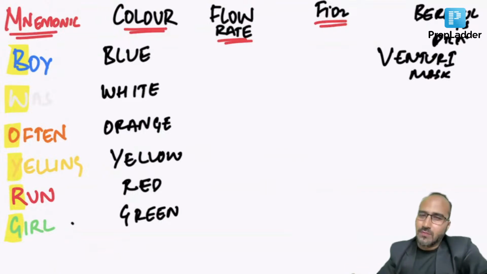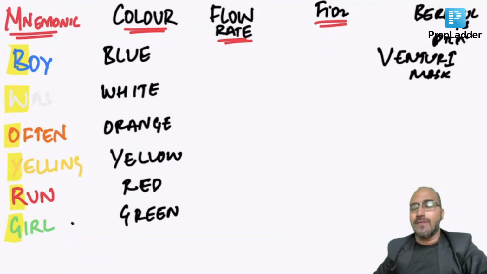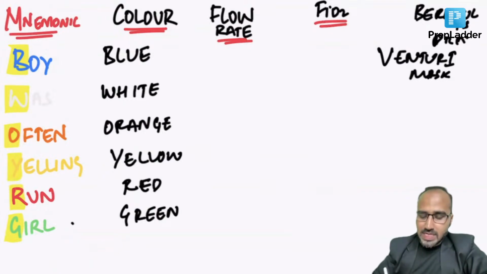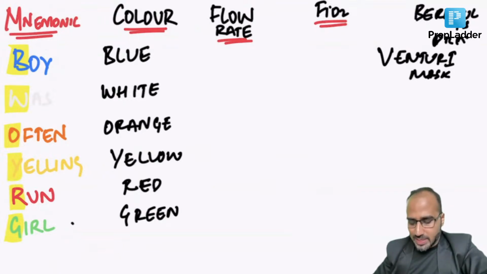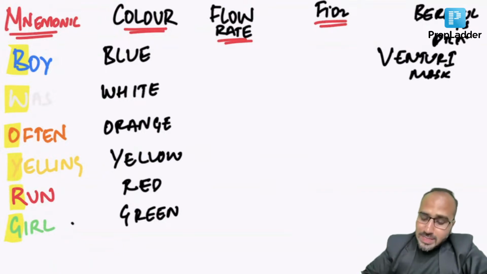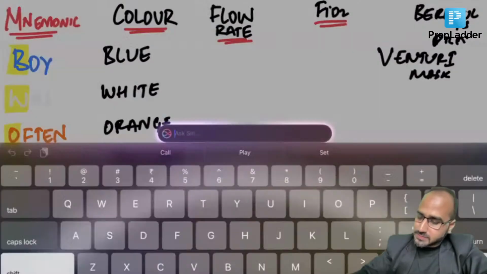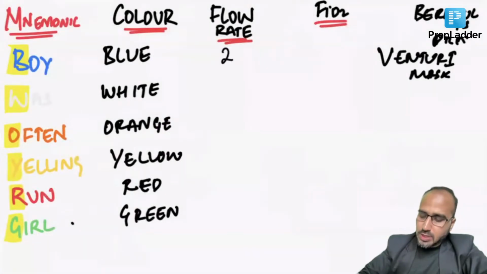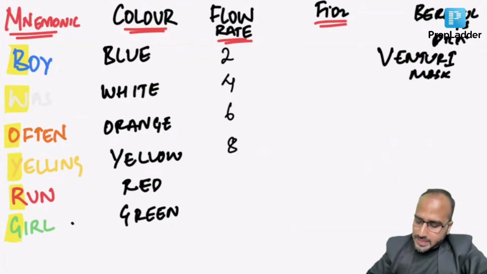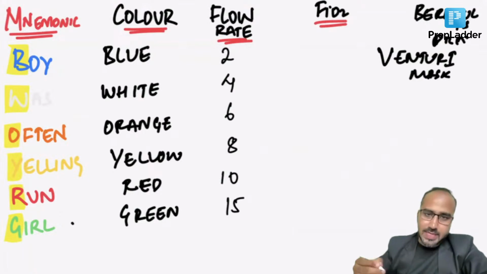Remember, Venturi mask works on a principle called Bernoulli's principle. Now, why am I telling "boy was often yelling run girl"? Boy stands for blue, was stands for white, O stands for orange, Y stands for yellow, R stands for red, and G stands for green. When it is a blue Venturi mask, always it will be 2 liters. The flow rate is 2, and as we go down, the flow rate increases by 2 liters. White 4 liters, orange 6 liters, yellow 8 liters, red 10 liters, and last, green, you have to add 5 liters over here. It is 15 liters. That is the flow rate.